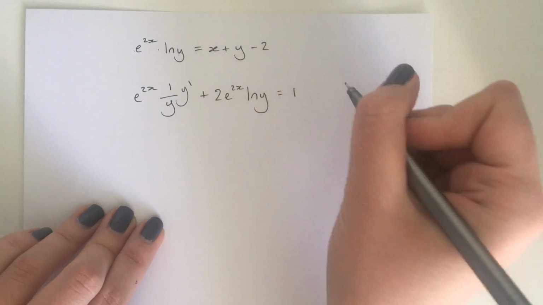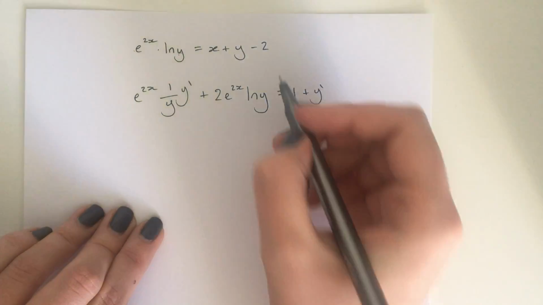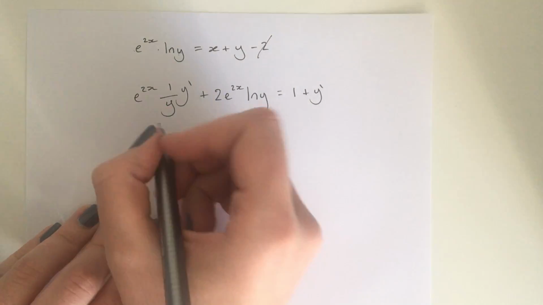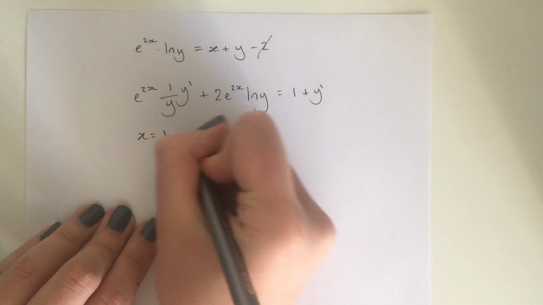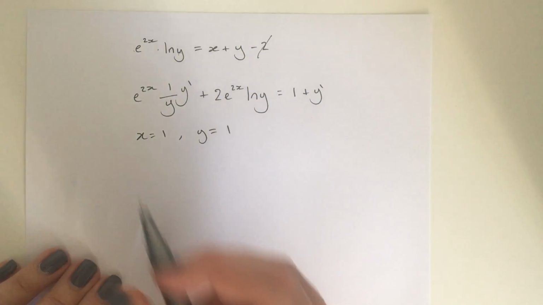equal to the derivative of x with respect to x, which is 1, the derivative of y with respect to x is dy by dx, and then my minus 2 will just disappear. And then again we're working out the derivative at x equals 1, y equals 1.